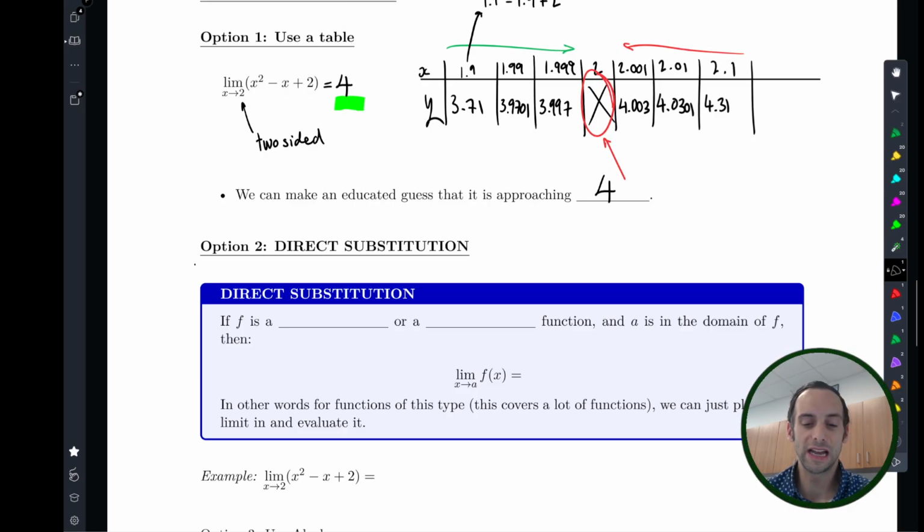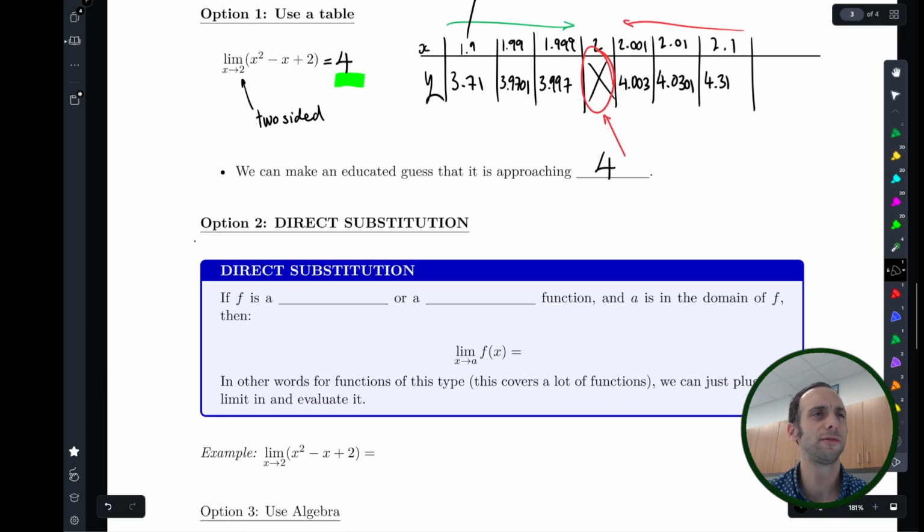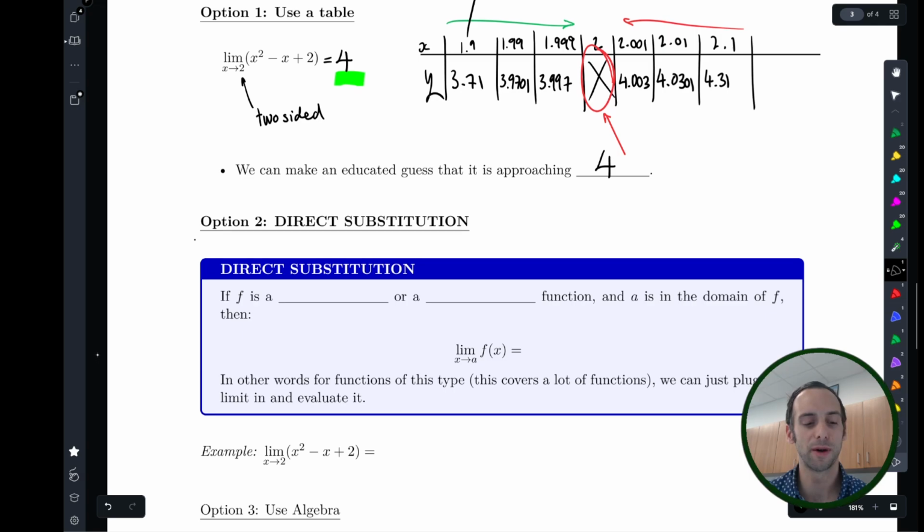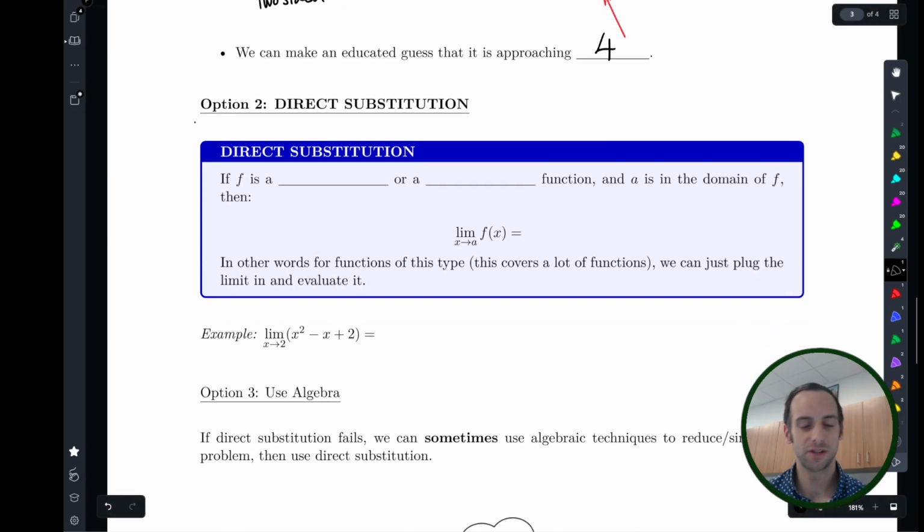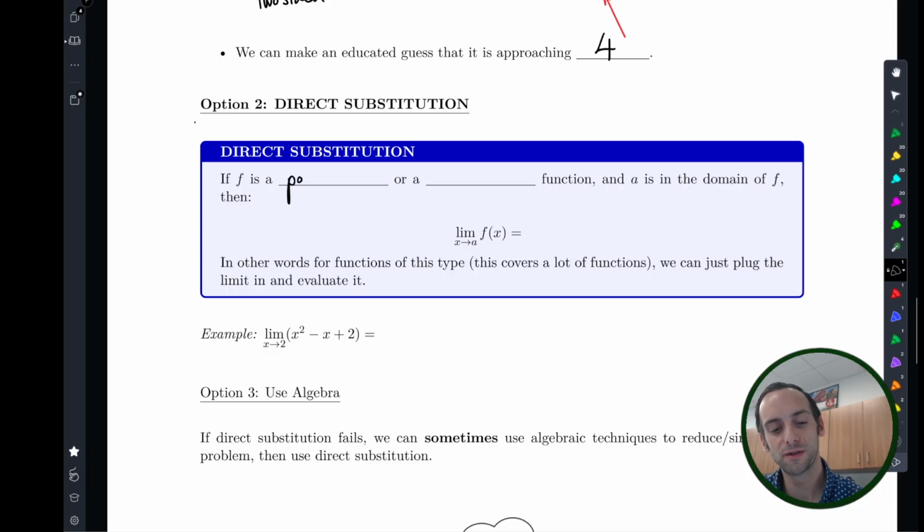Okay? So we can just do a direct substitution for a lot of limit problems, and that should really be our first attempt on all limit problems we do. So what is direct substitution? It just says if f is either a polynomial or a rational function, which is quite a big family of functions that we study, as long as a is in the domain of f, meaning we're not at one of those vertical asymptotes for our rational function, all of our limits will just be equal to the function values.